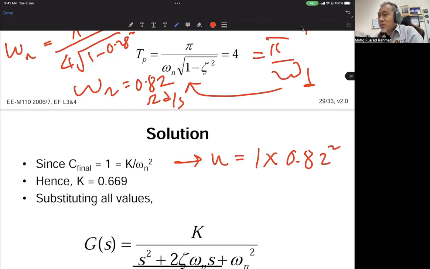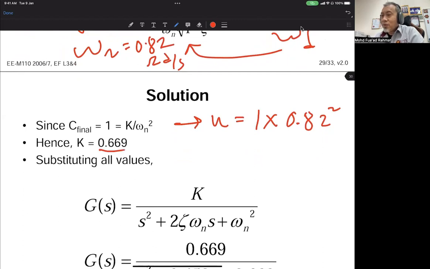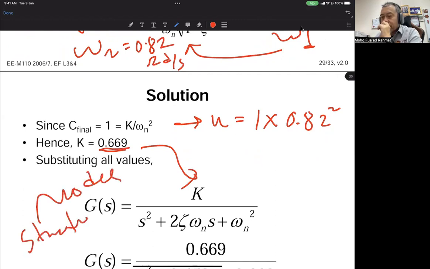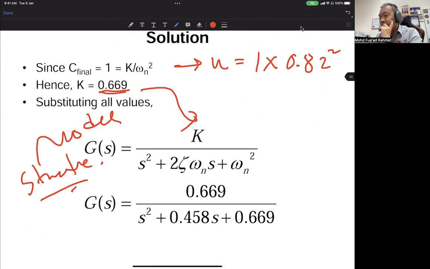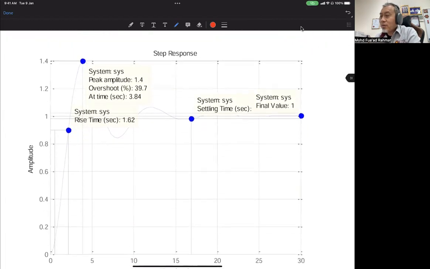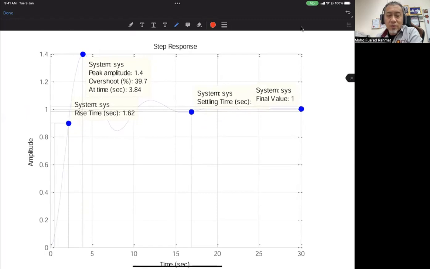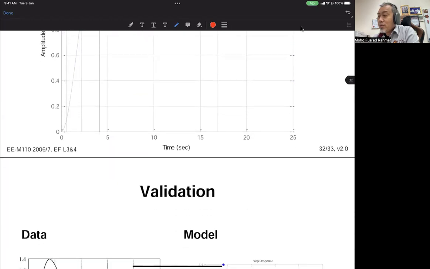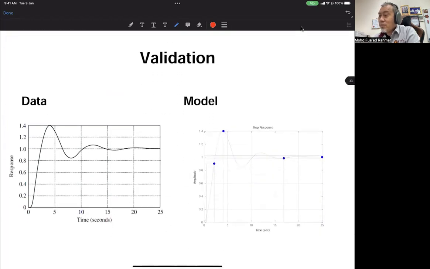Thank you. Right. So hence k is equal to 0.669. So substitute the value in the model structure of second order. You get 0.669 divided by s squared... 0.458 seconds. Then you plot, you do the code as I showed you before, and then you simulate. Then you get the validation, which is equivalent. By looking at this, it's equivalent.